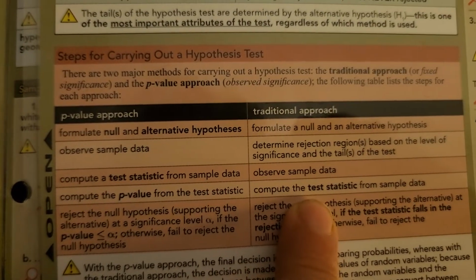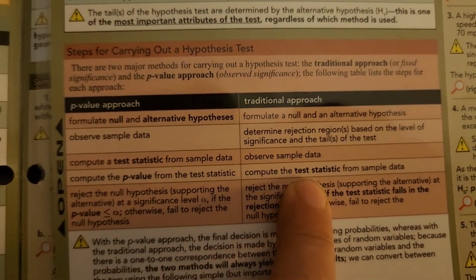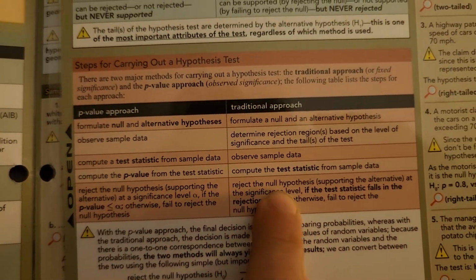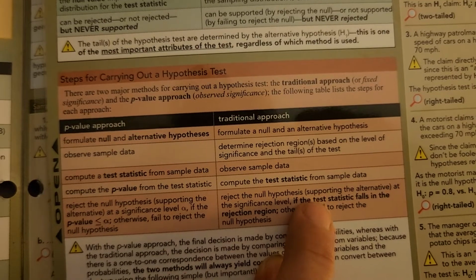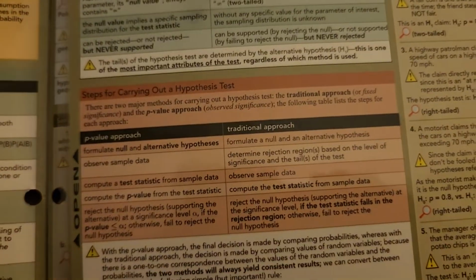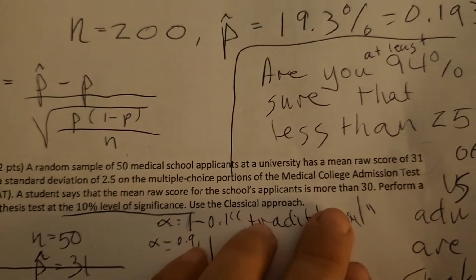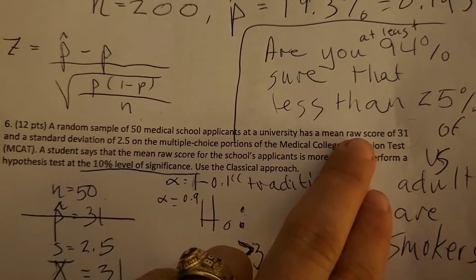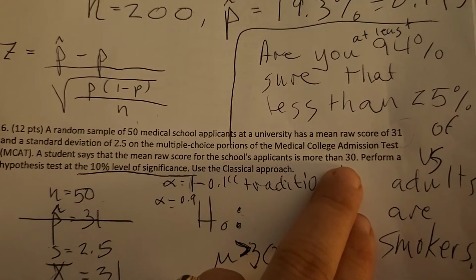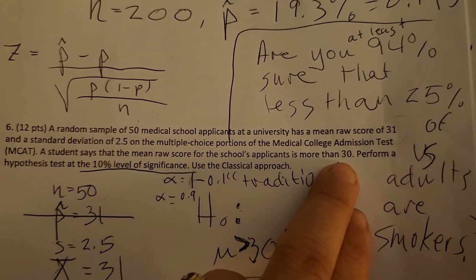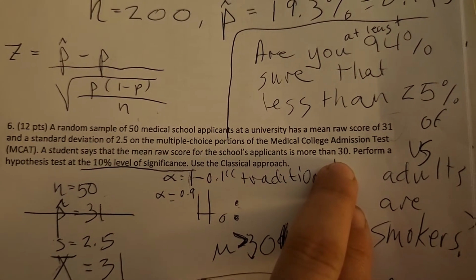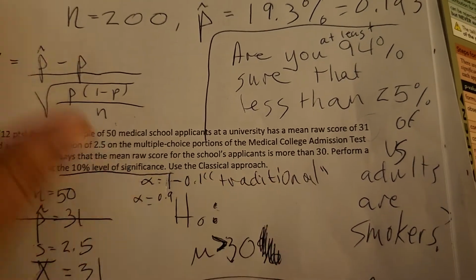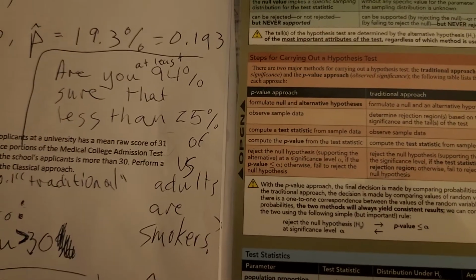Anyway, so compute the test statistic. That is that the mean raw score is 31. So reject the null hypothesis, supporting the alternative. And which is the alternative? This is where I'm kind of confused: is the alternative that the average is less than 30, or not more than, well, this is saying the same thing, right? If it's equal to 30, is that still not passing the test? I don't know. So anyway, let me get back to my reading.